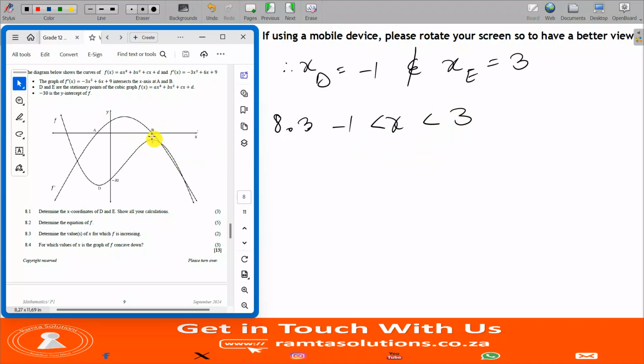To the right of point E, it is decreasing. To the left of point D, it's not increasing either. It's decreasing. Right? It's a decreasing function. Okay.